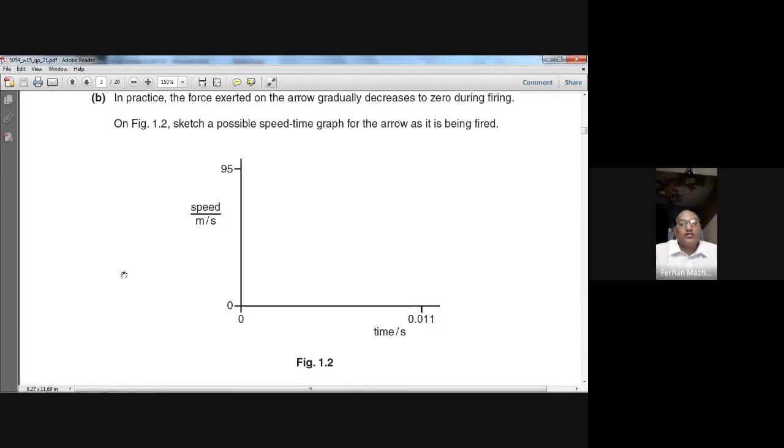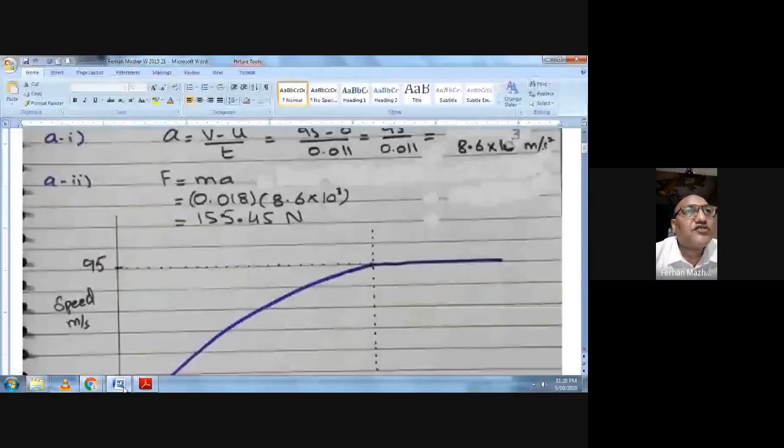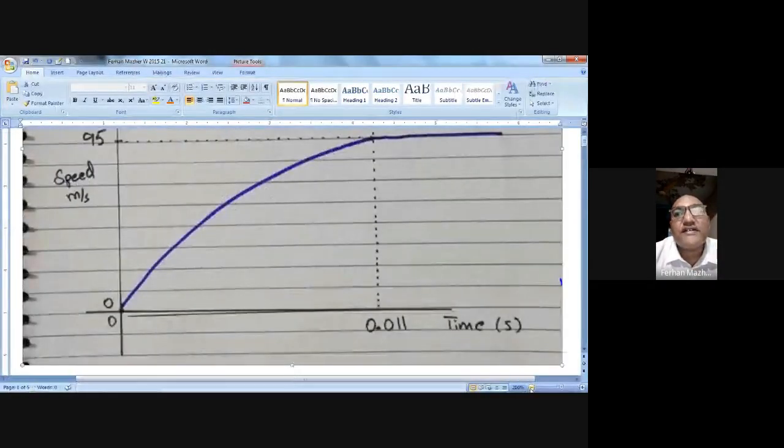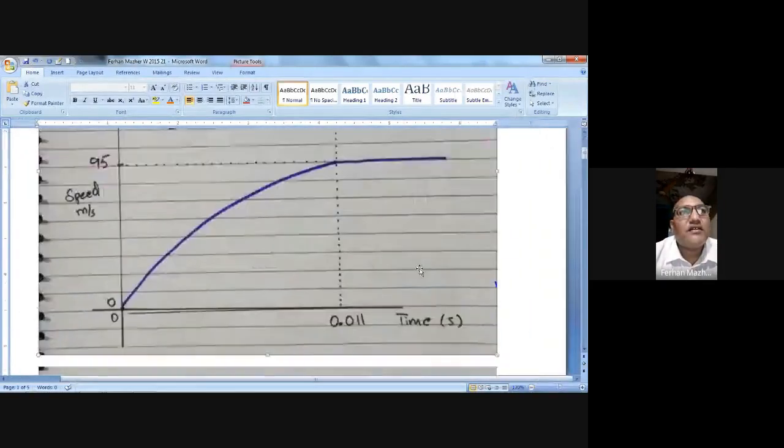Okay, so let me show you. I have drawn this on a paper. Let me show you my work. Okay, on your screen, I hope you can see that. Here we go. Here I have drawn that graph. The graph should look like this. The speed-time graph should be a decreasing curve.